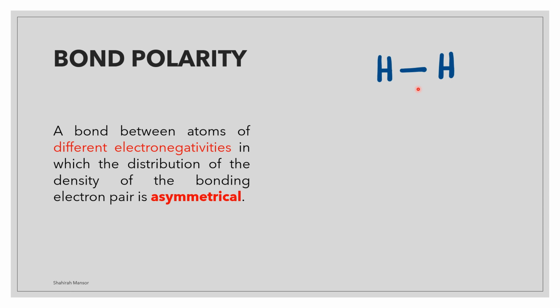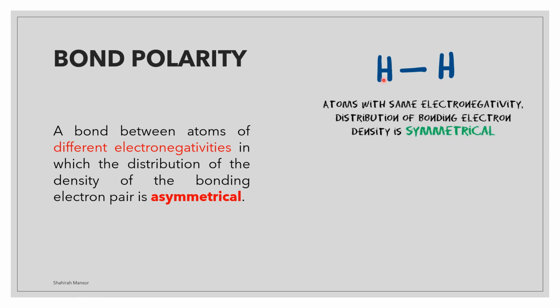So, let's say we have a hydrogen molecule here. This molecule terdiri daripada dua hydrogen atoms yang covalently bonded. From here, we can see that since these two atoms adalah atom yang sama, the distribution of the bonding electron here adalah symmetrical. Okay, kerana hydrogen and hydrogen ini mempunyai electronegativity yang sama. So, in this case, apabila distribution of the bonding electron density adalah symmetrical, this bond adalah non-polar bonding.